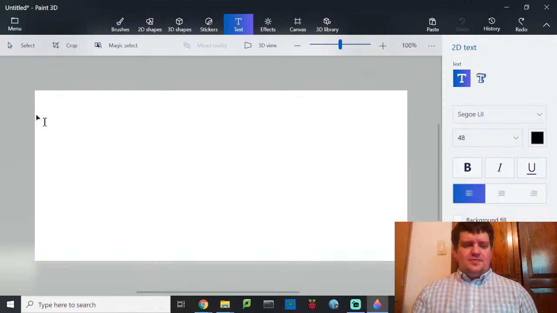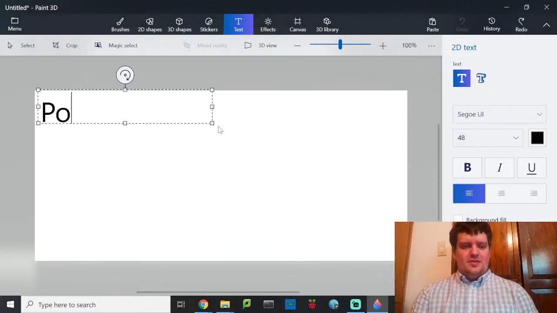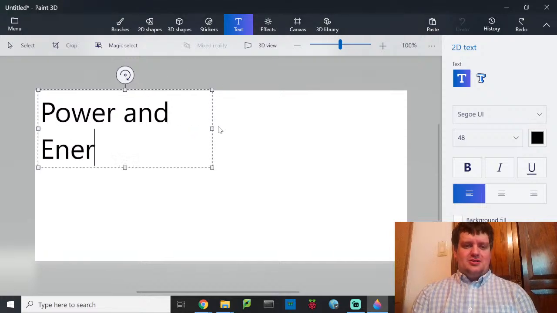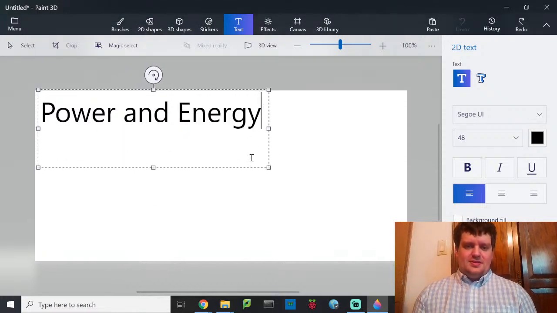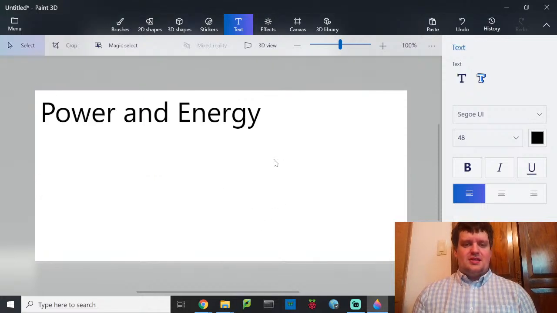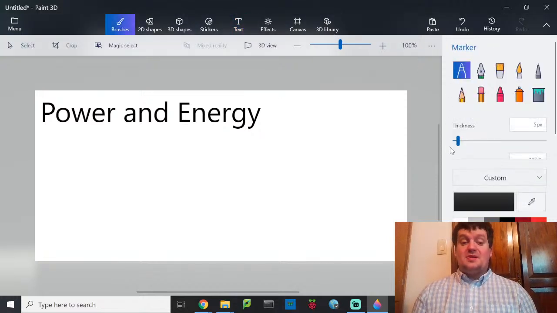So the first piece that we're going to be talking about is power and energy. Look how pretty that is. Did you believe that I wrote that with my own hand? Now it's about to get messy. So we're going to start with some power and energy equations.